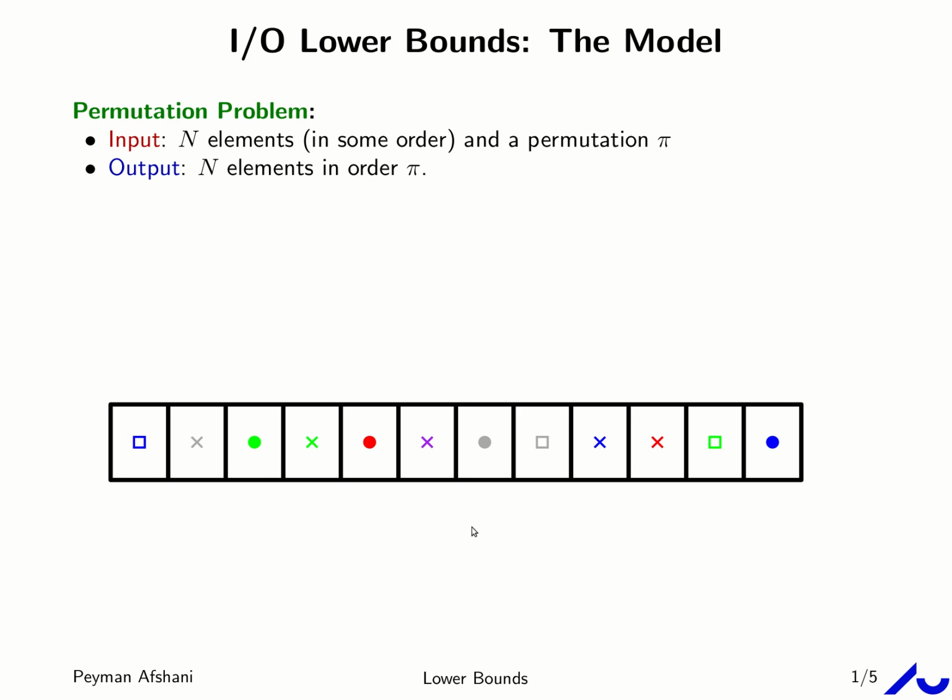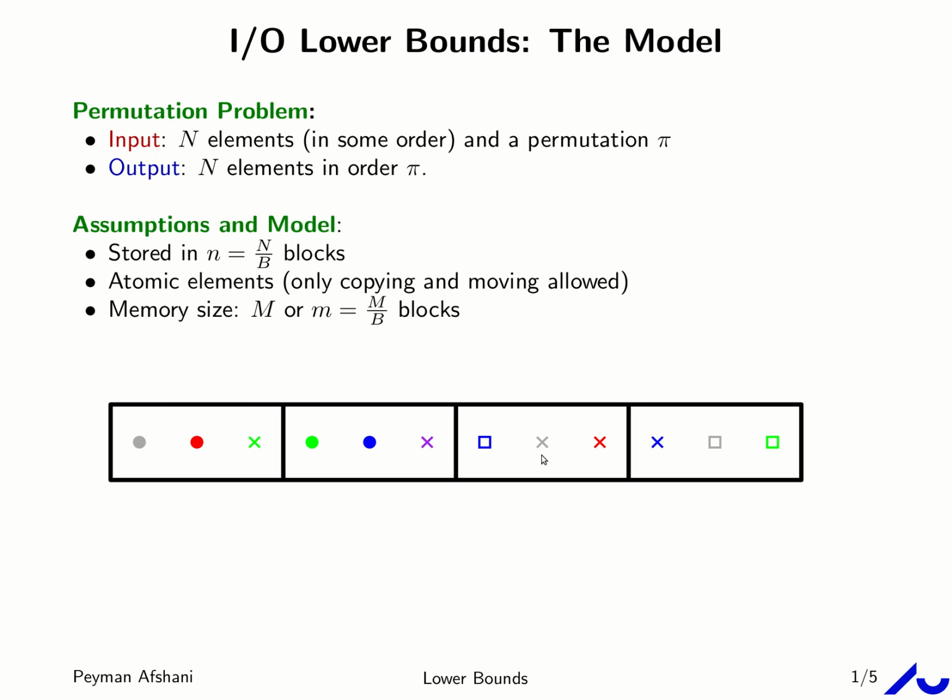For example, if these are the elements, the permutation pi could specify this permutation, where, for instance, the gray circle is placed here, the red circle is placed here, and so on. In the internal memory, obviously this is a very trivial problem because we could just simply write a for loop and place every element where it needs to go. For instance, place this blue square over here, place this gray cross over here, and so on. However, in the IO model, the problem is no longer so easy.